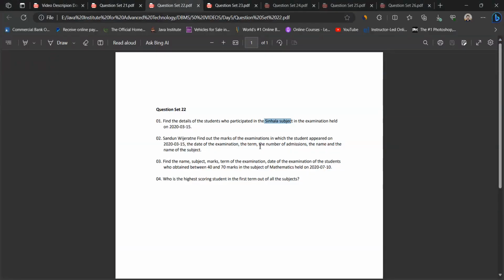To the next question, find out the marks of the examinations in which the student appeared on this date: the date of the examination, the term, the number of admissions, and the name of the subject.